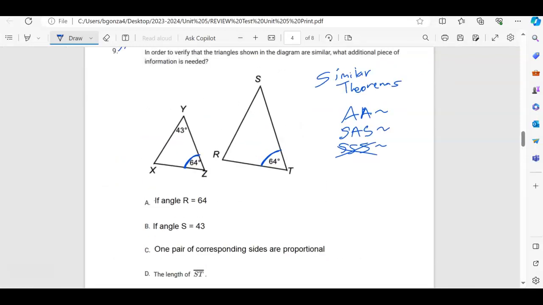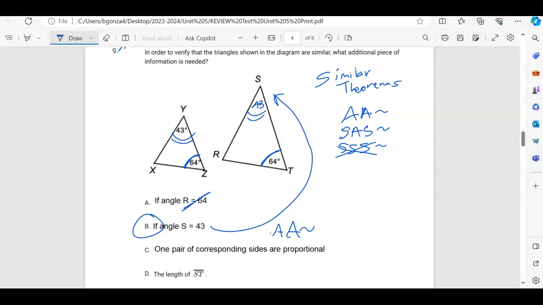Okay, if we knew that angle R was 64, that wouldn't match anything else, so that's not helpful. If we knew angle S was 43, well, that would help, because that would give us angle similarity. And would that be something we need? Yes, it would. So that works.